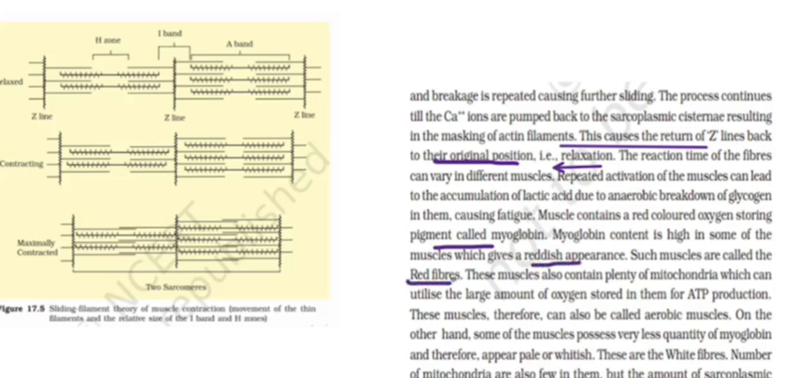These muscles also contain plenty of mitochondria, which can utilize the large amount of oxygen stored in them for ATP production. That means the muscles which need more and more energy have a large amount of mitochondria, because mitochondria is the storehouse of the cell. And if the muscle is requiring more and more energy, that means they have a high content of mitochondria, because the energy will be provided by mitochondria only. Okay, so we can underline this point also.